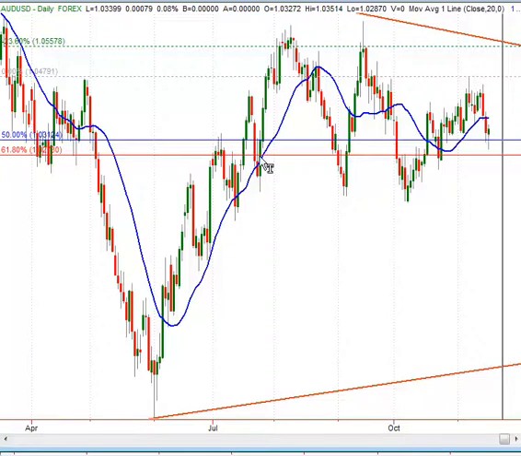So maybe we won't get back to 103.10, so this is a good entry level with a stop below the 102.70 area. The target is in 105.60.